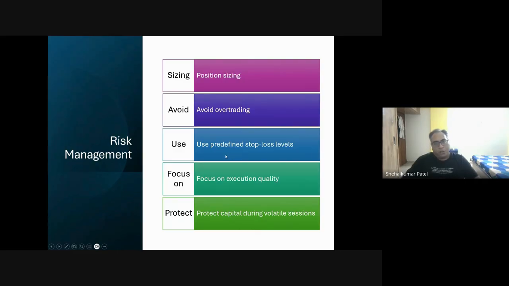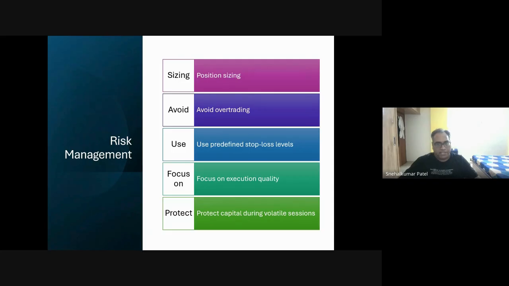Use predefined stop loss levels. As I mentioned in the chart, we have to identify the support and resistance using the market profile and use them as the stop loss levels as well. When we take a trade, we should see if the price is breaking above the value area high or below the value area low, then we have to mark them as the stop loss level.